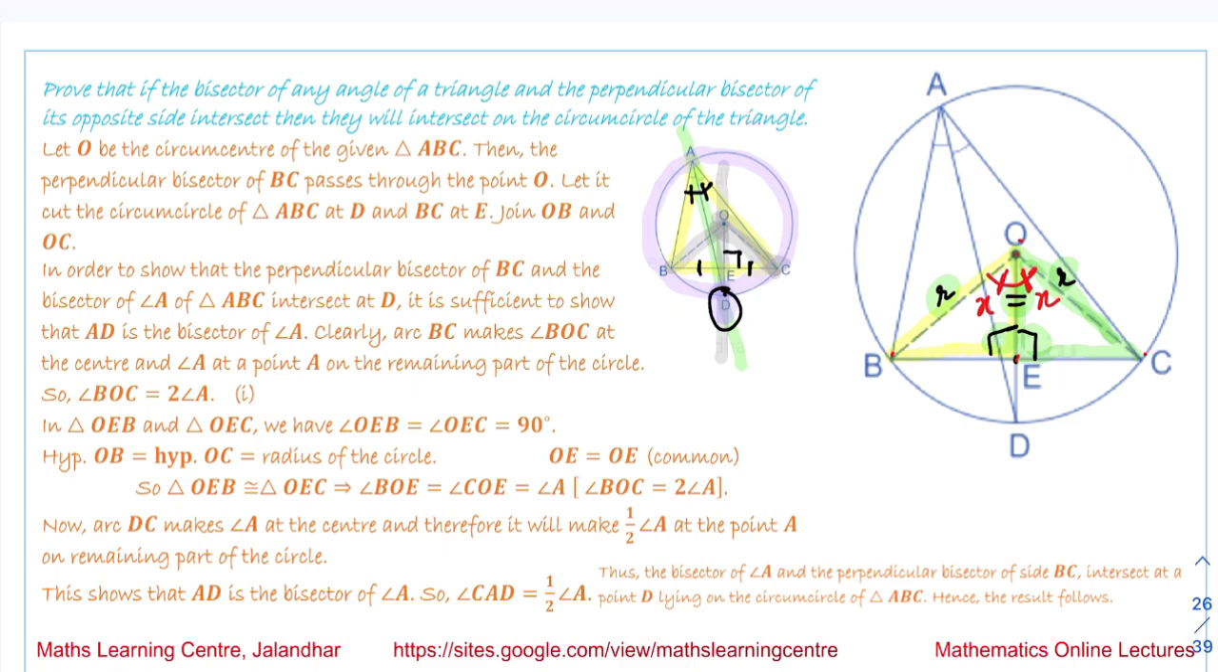Now look at this arc over here. First we are talking about this arc BD, and second we are talking about this arc DC. So when we are talking about this arc BD, the angle at O is x, and the angle at A is x by 2. Next we are talking about this angle DOC and this angle DAC.